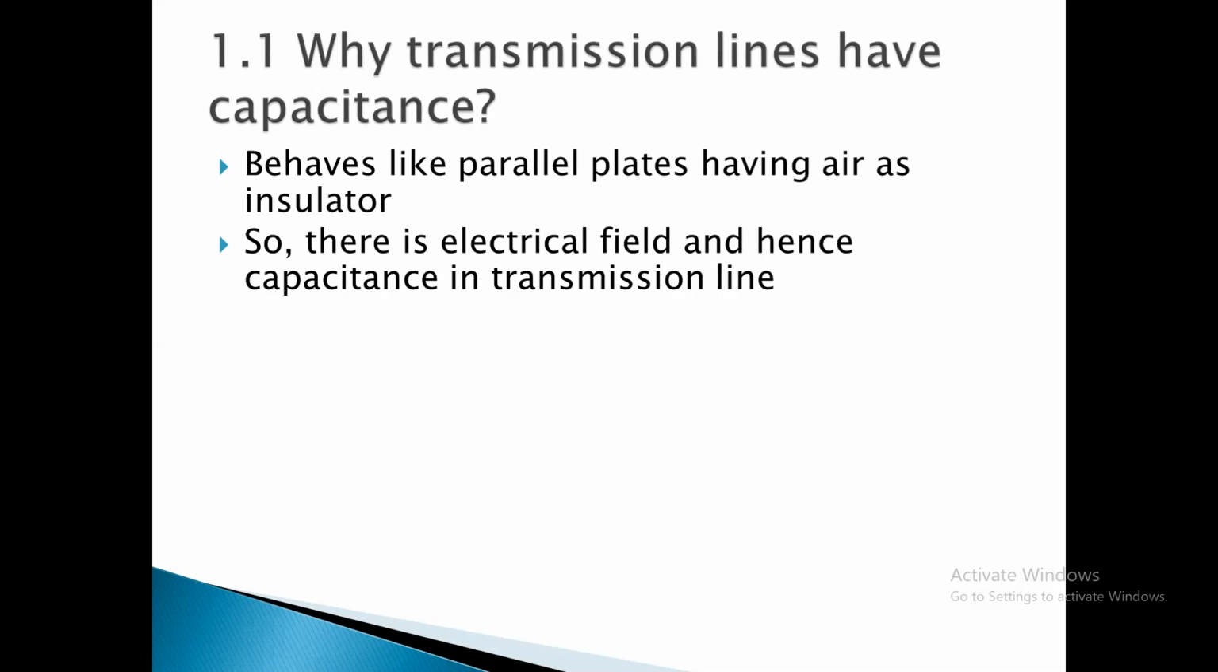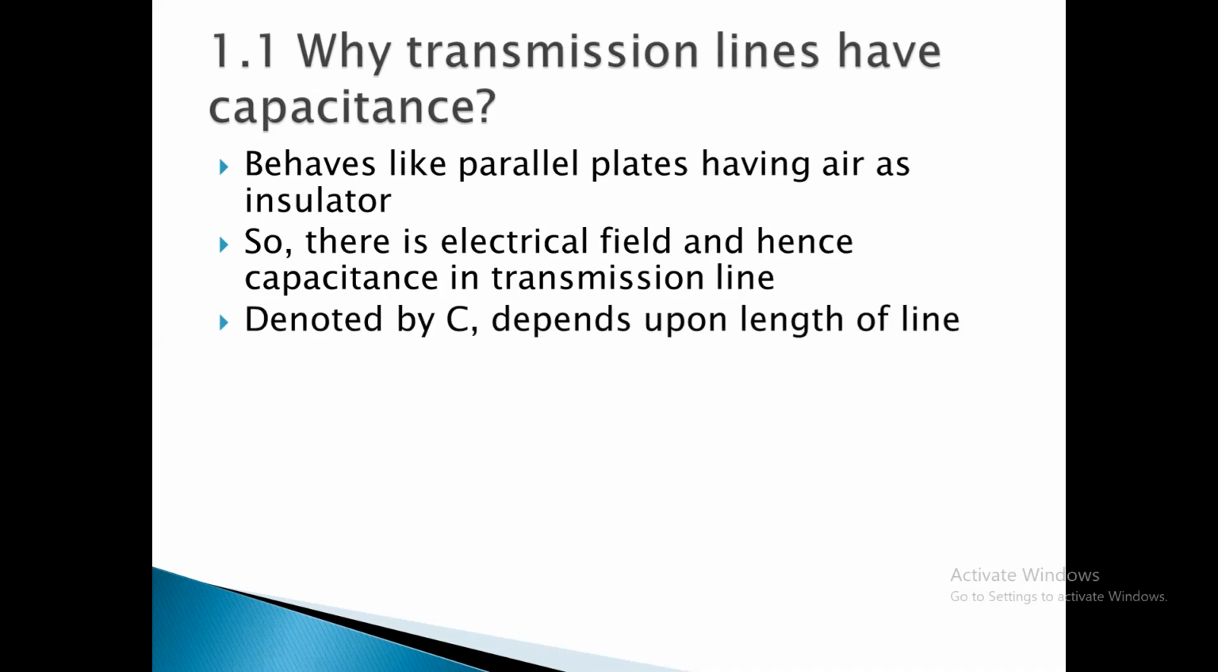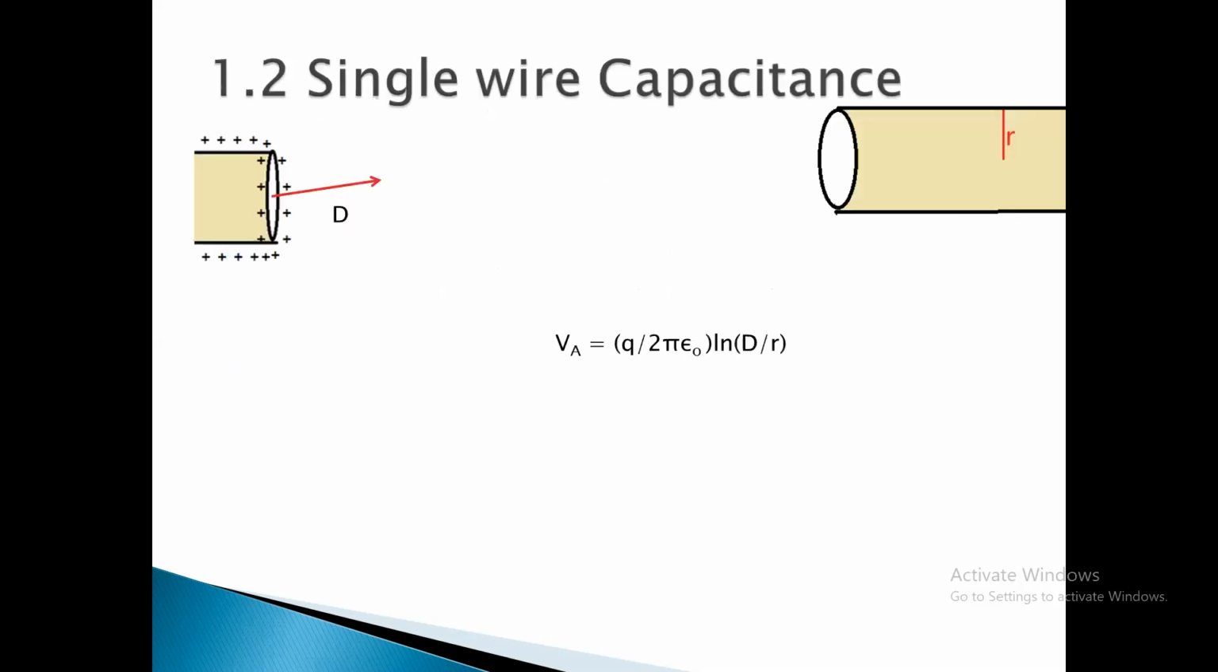So there will be an electric field between transmission lines. So there is capacitance in transmission lines. It is denoted by C. It also depends upon the length of the line, like inductance. Its unit is farads. So we move towards, firstly, the single wire capacitance. Don't look at this formula first.